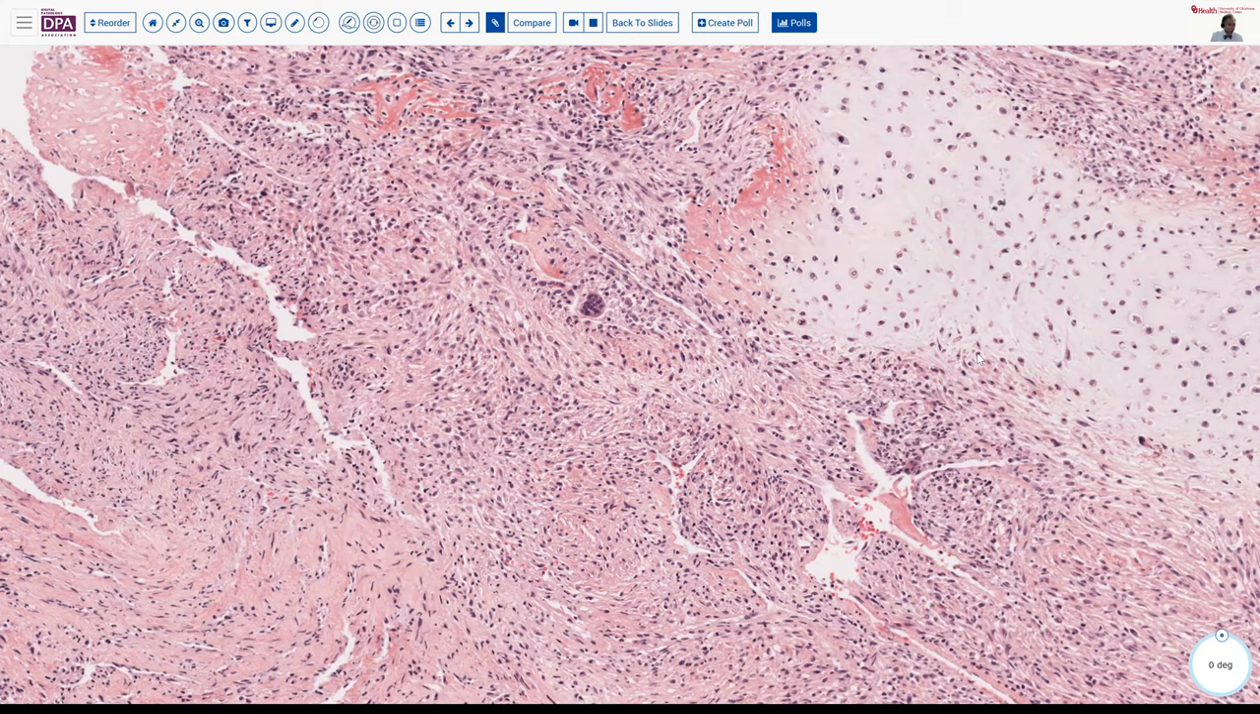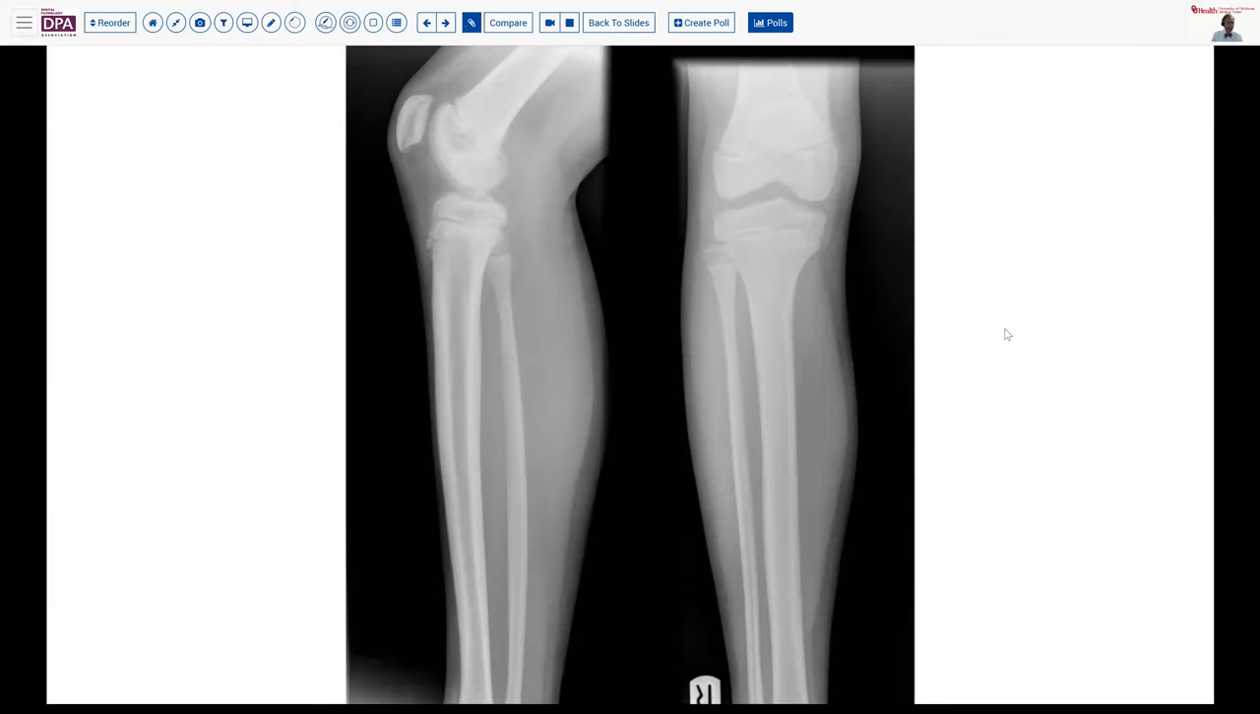So any questions on extraskeletal osteosarcomas and that differential? All right, well, we'll look for some questions in the chat box. We'll go on to the next case.